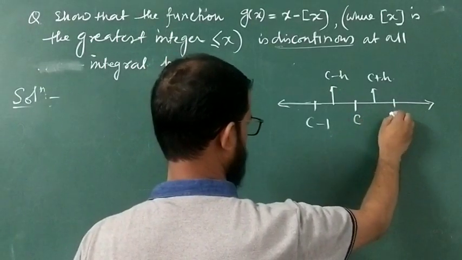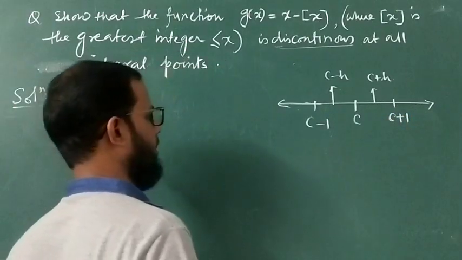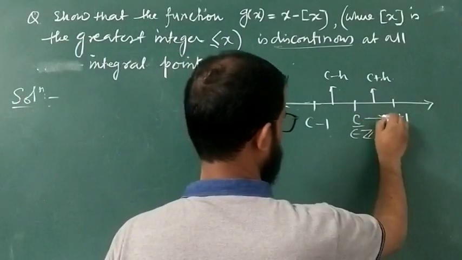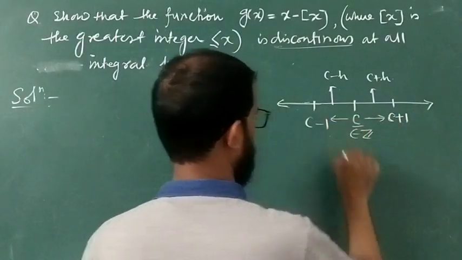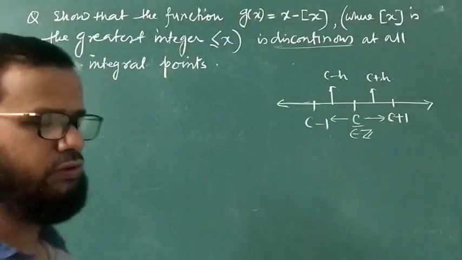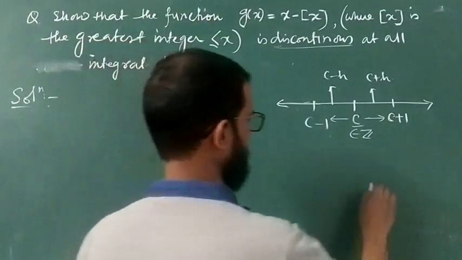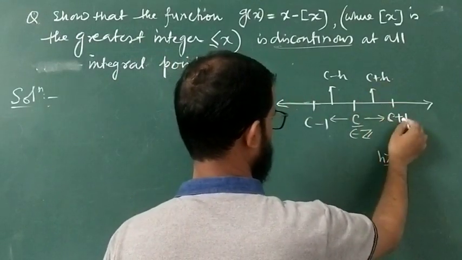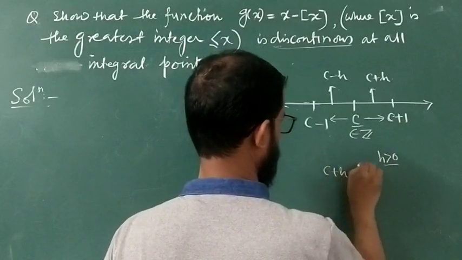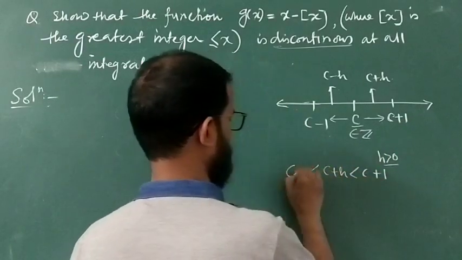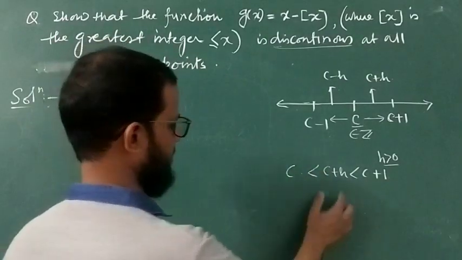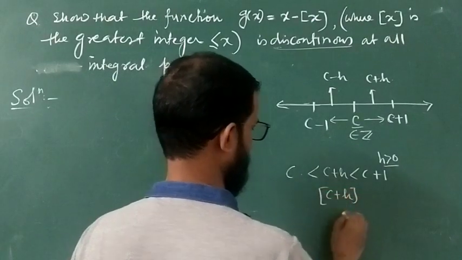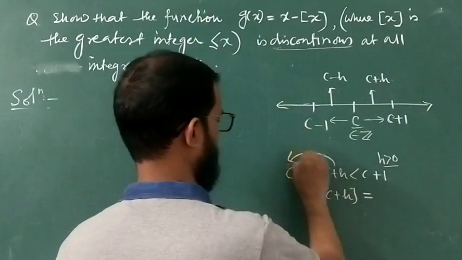I discussed it with you earlier, and I am reviewing it again. It is very important. Here I am taking c as an integer. Then the next integer is c plus 1 and the previous integer is c minus 1, because the difference between two integers is always 1. If h is a very small positive quantity, then c plus h lies between c and c plus 1, so the greatest integer of c plus h, [c plus h], will always be the left one.